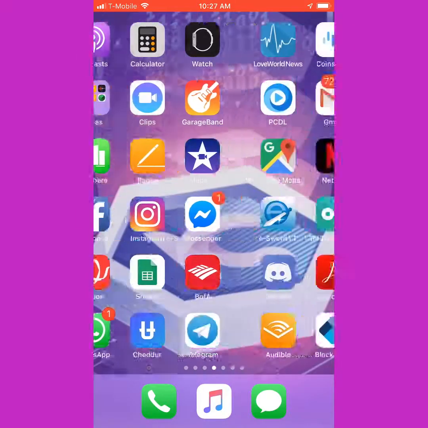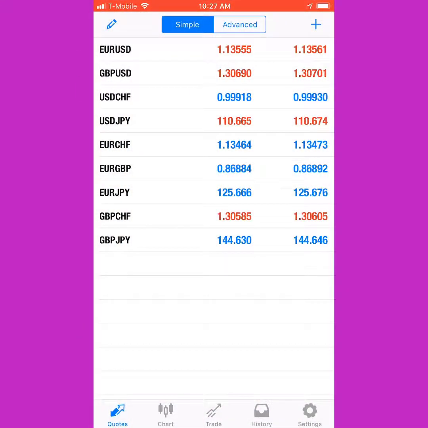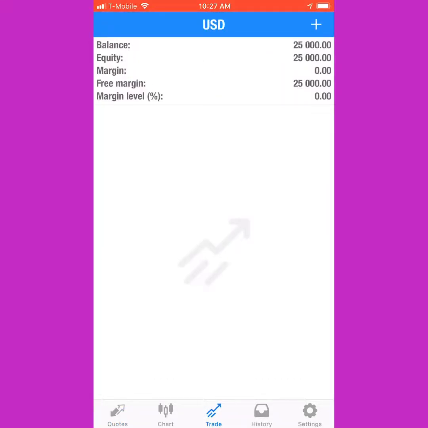So now I'm going to the MetaTrader 4 app, and this is the account I'm going to be using to demonstrate our philosophy. It's a $25,000 demo account, not real money, demo account.